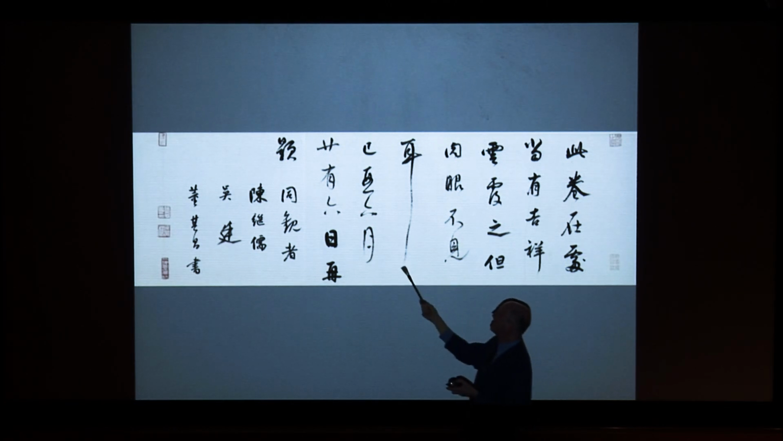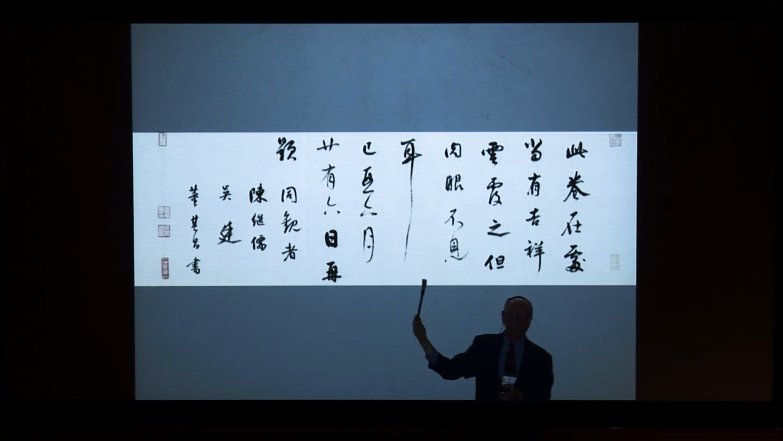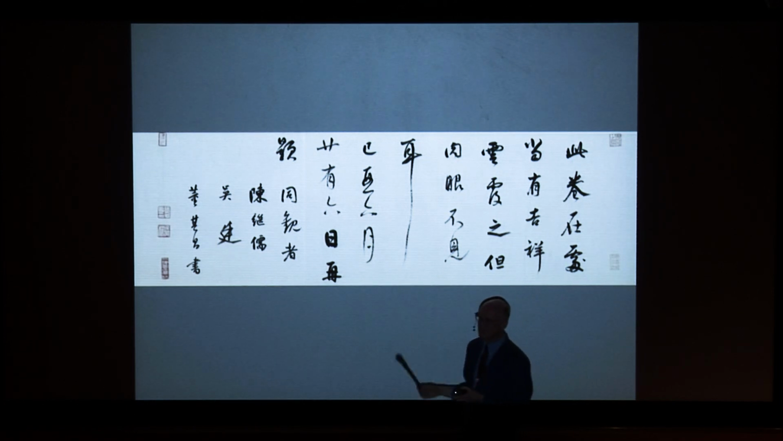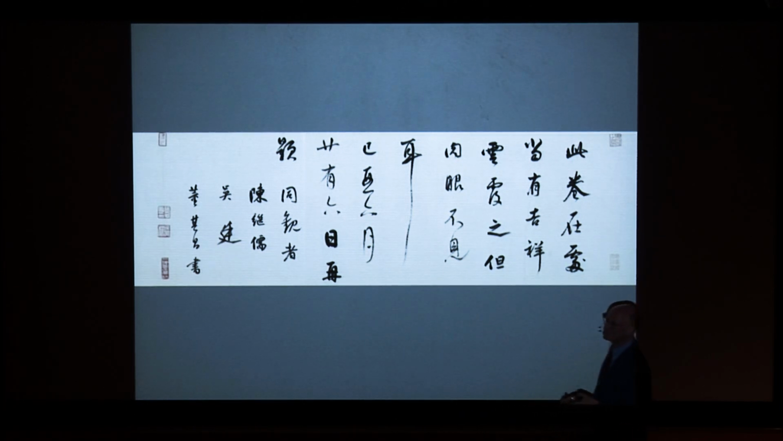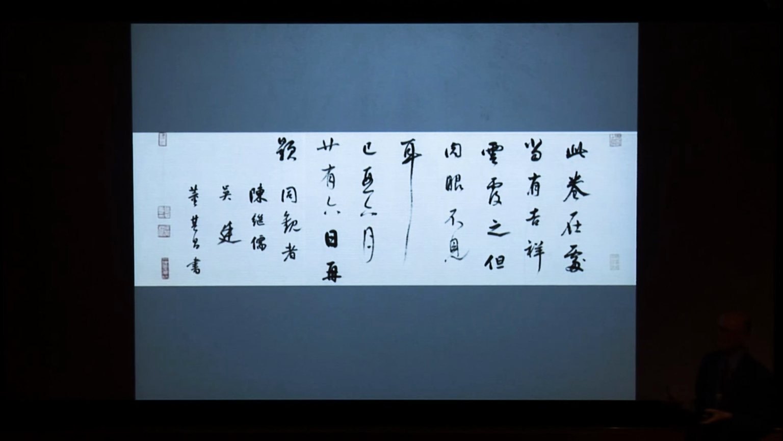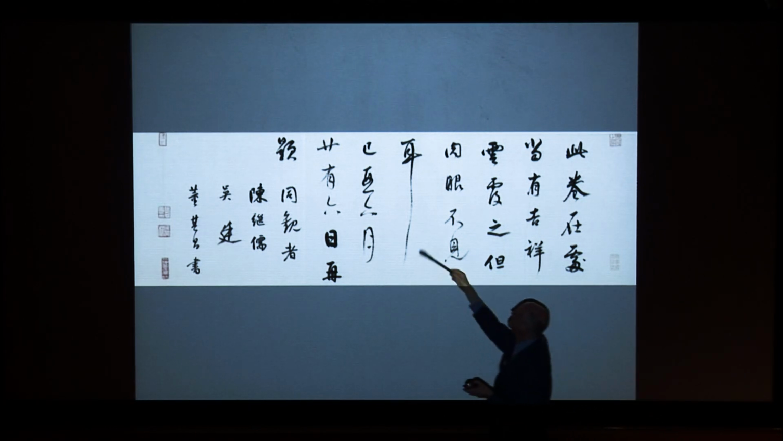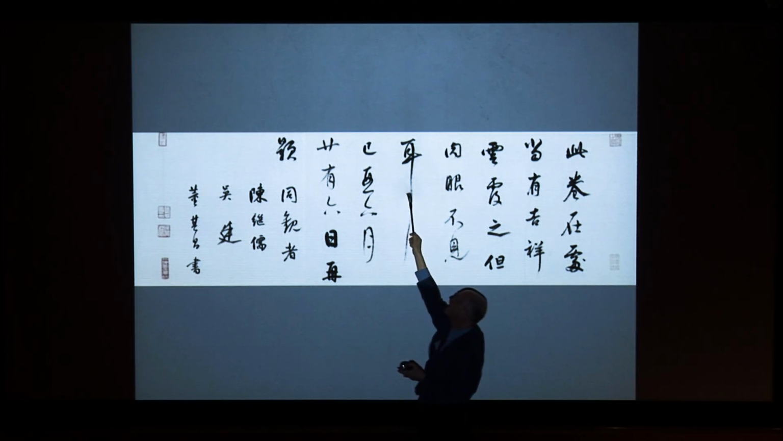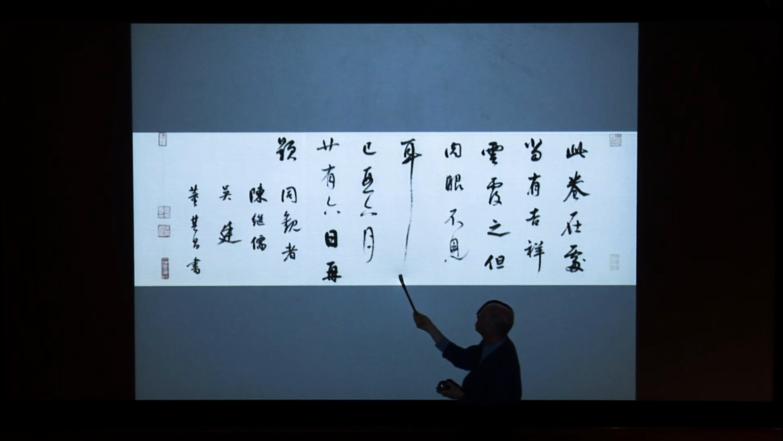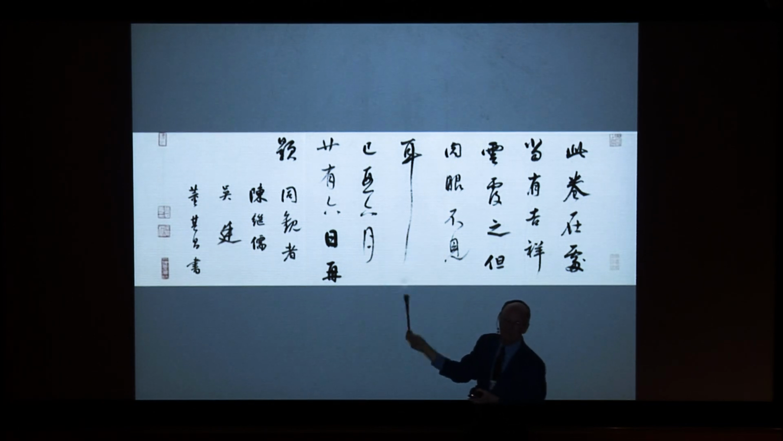Now, in Chinese it doesn't mean ear, it's the same character, but it's a function word, grammatically, that just is like a period, end of the sentence. Notice what he did when he got to the character. He dragged the tail all the way down the scroll, and it becomes, I think, a visual sigh.